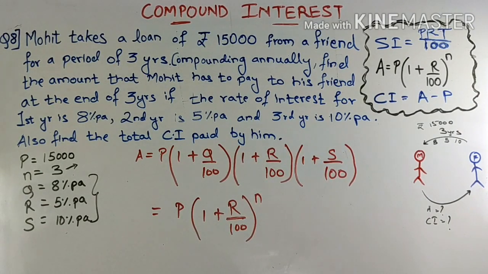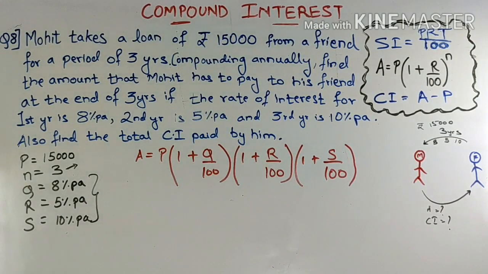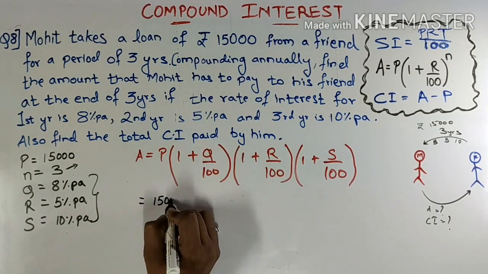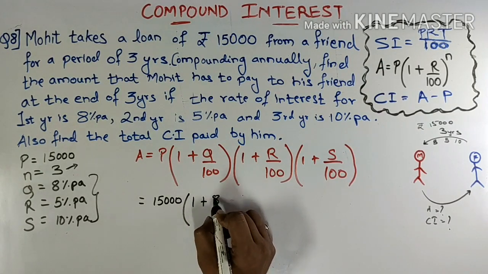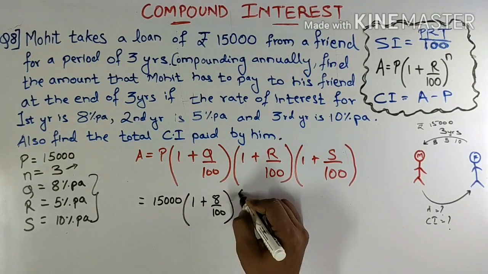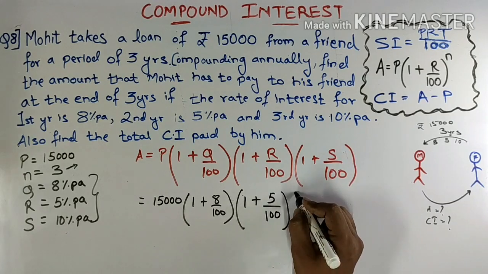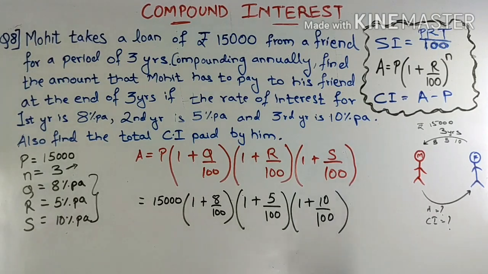Now let's use the formula and try to find our solution. Substituting the values, principal is equal to 15,000 into 1 plus 8 by 100 into 1 plus 5 by 100 into 1 plus 10 by 100. So we need to simplify this. Pause the video and try and simplify so that you are also using your calculations.